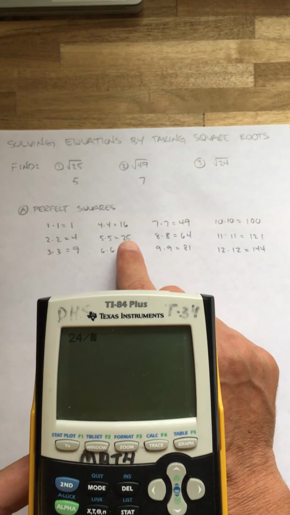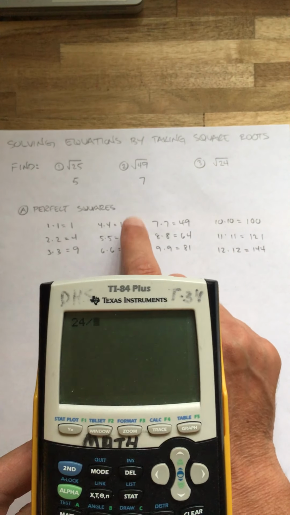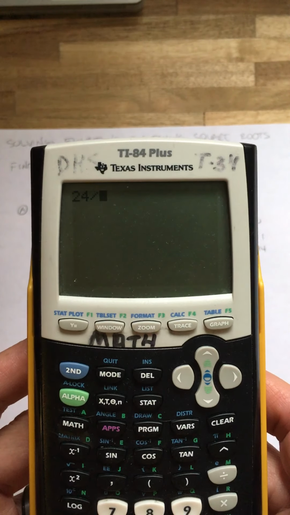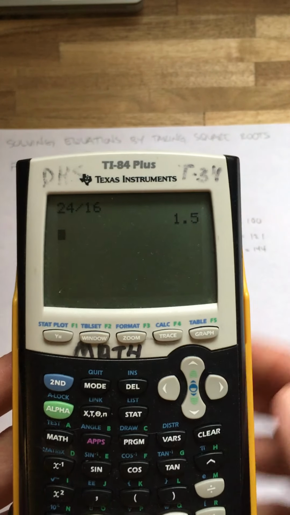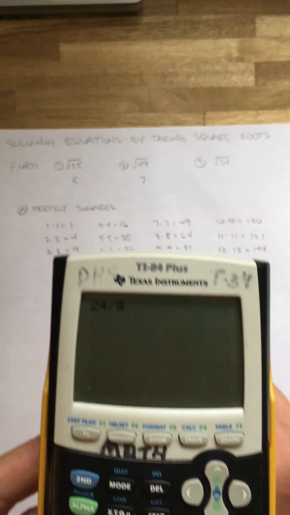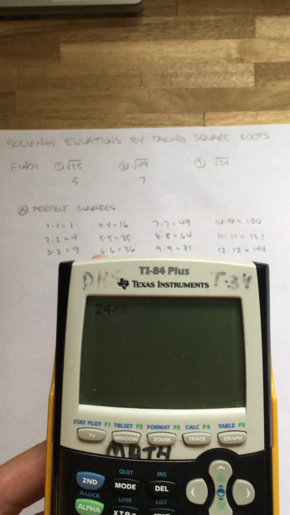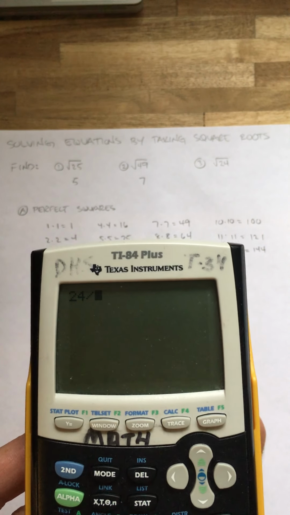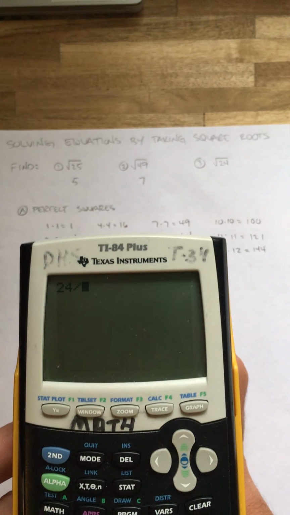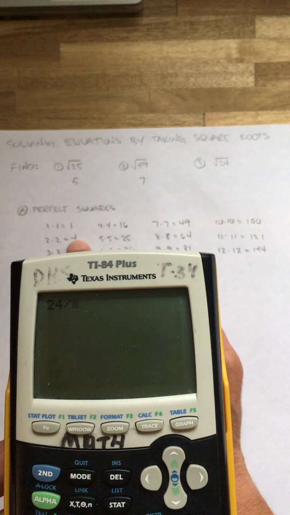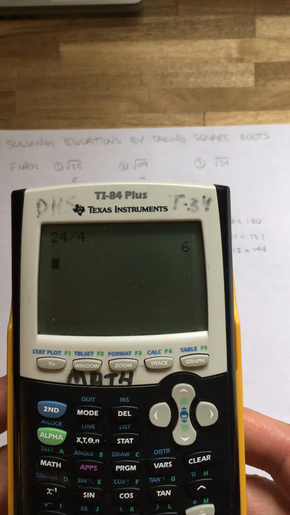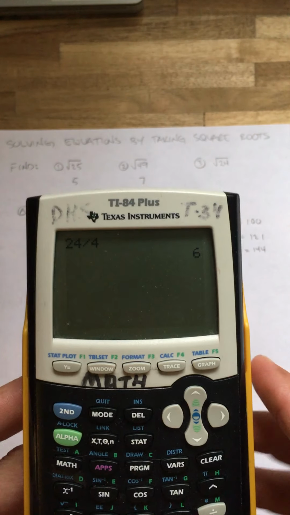So let's look here. 25 still doesn't fit into 24. 16, is 24 divisible by 16? I don't know, let's try it. 24 divided by 16 equals 1.5. Ugh, we got a decimal. Okay, so clear that. So what number will 24 be divided by so that we get a whole number? Okay, so we tried 16. Will 24 be divided by 9? No. How about 4? Yeah, I think so. 24 divided by 4 equals 6. Okay, so 24 divided by 4 equals 6.